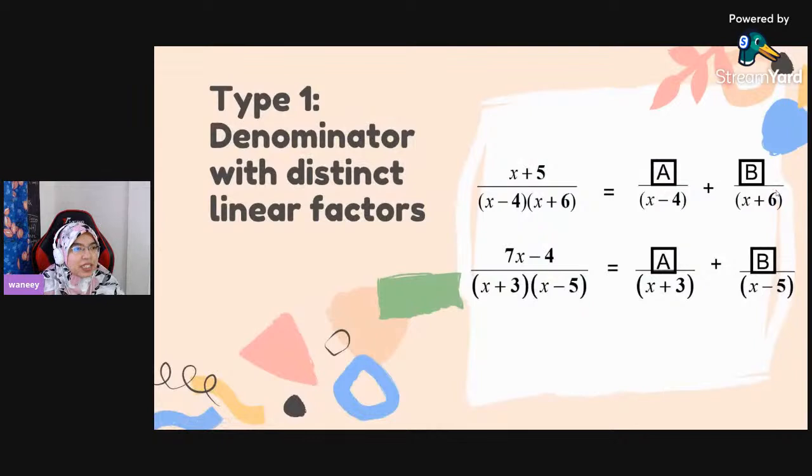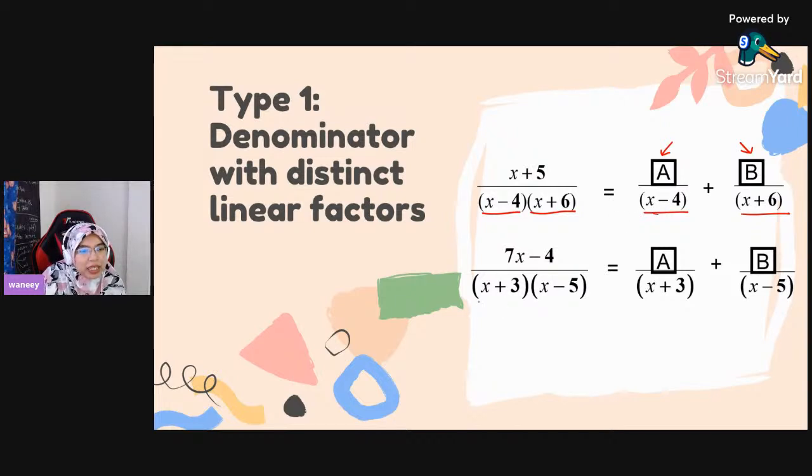Okay, so this is the first type, a denominator with distinct linear factors. Look at your linear factors over here. We have x minus 4, x plus 6, and I do see that they are different from each other. So this is what we call distinct linear factors. When you separate the fraction, you are going to get x minus 4, x plus 6. Since they are simply linear factors, we write down constants A and B. Our job right now is to calculate the values of A and B.